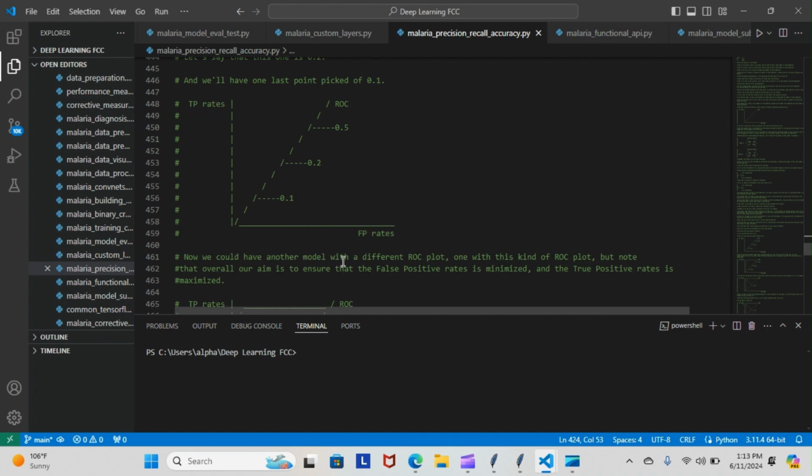Now we can have another model with a different ROC plot, one with this kind of ROC plot. But note that overall our aim is to ensure that the false positive rate is minimized and the true positive rate is maximized. So we want this number to be as high as it can, and we want this number to be as low as it can.